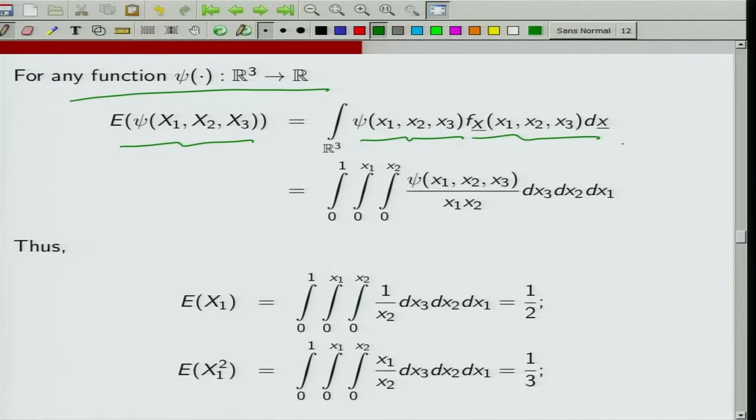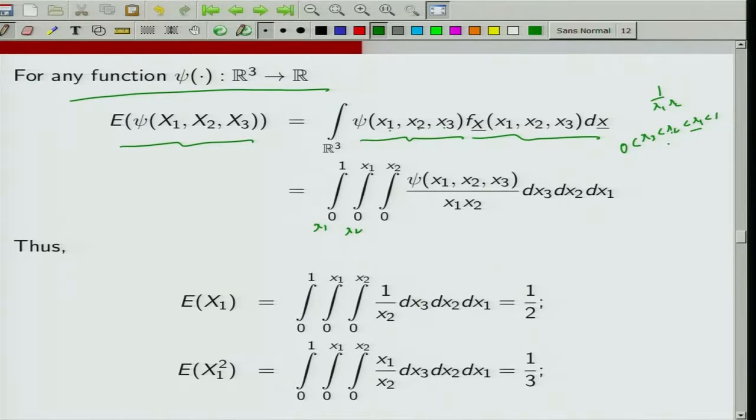But my PDF is positive only in this range, x3 less than x2 less than x1 less than 1, and that PDF is 1 upon x1 x2 in this range. So, 1 upon x1 x2 integrated with psi of x1, x2, x3 in this range. Here I fixed first x1 as a free variable; x1 can go from 0 to 1. Then for a fixed x1, x2 goes from 0 to 1, so this is x2.